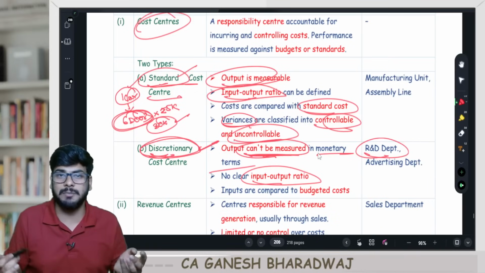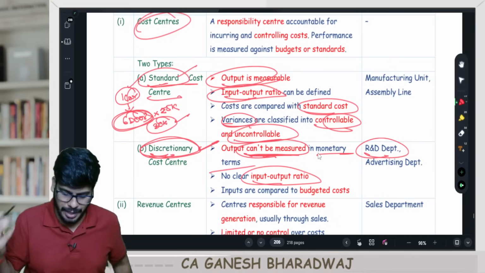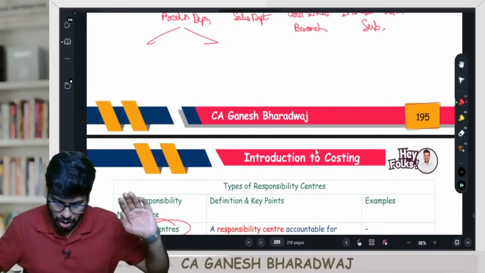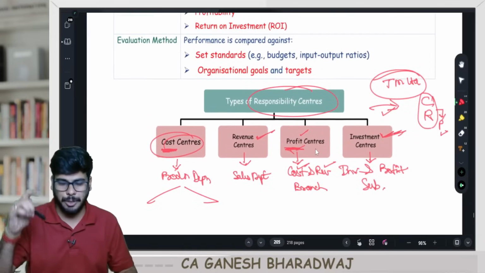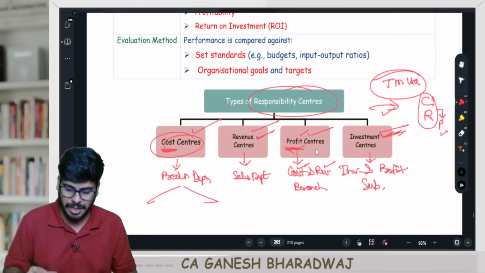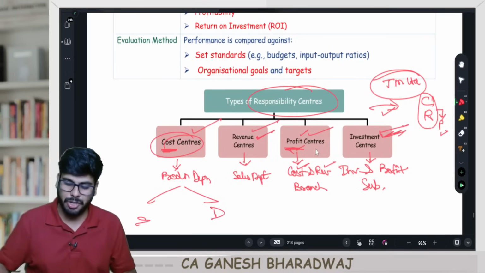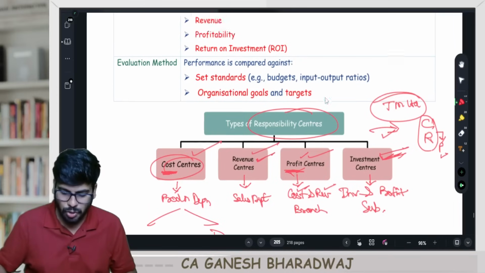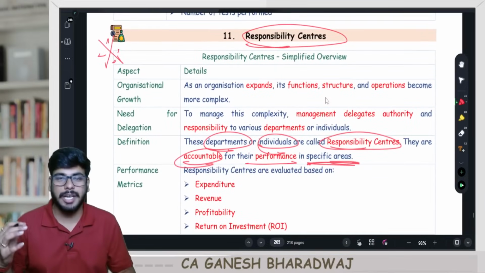Reasons you can't analyze much because it is not quantitative in nature. Clear with this, guys? So overall, under responsibility center, there are 4 types: cost center, revenue center, profit center, investment center. And under cost center, you have standard cost center and discretionary cost center. Are you clear with this, guys?